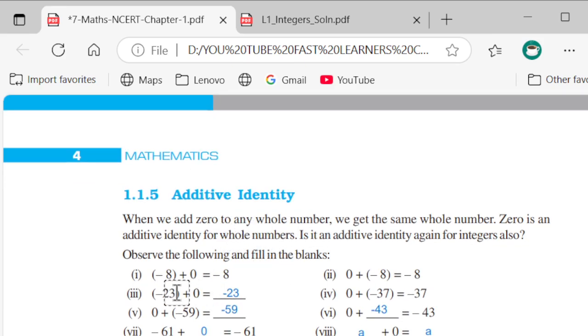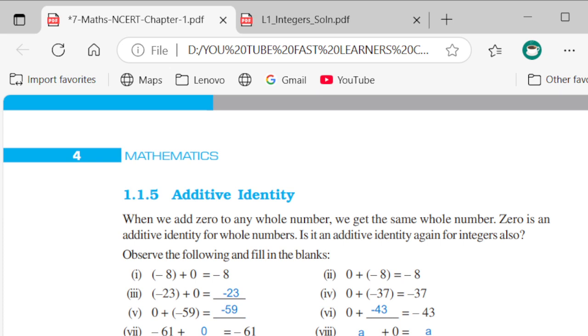Additive identity. If you add 0 to any number, the answer will be the same number. This is what it says. So minus 23 plus 0 will give you minus 23. 0 plus minus 59 will give you minus 59. So a plus 0 will give you a.